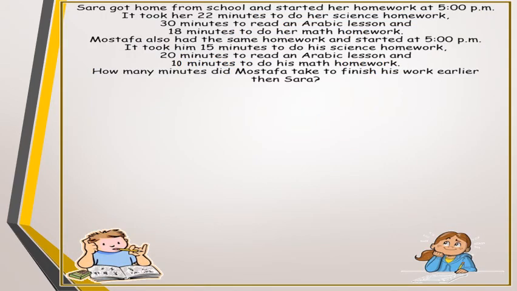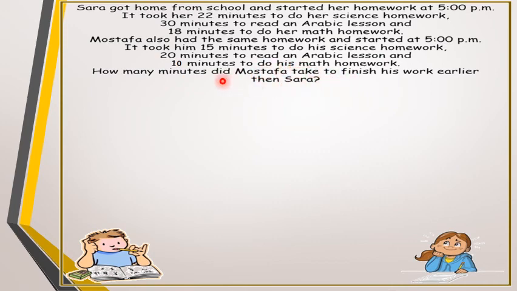Sarah got home from school and started her homework at 5 p.m. and it took her 22 minutes to do the science homework, 30 minutes to read an Arabic lesson, and 18 minutes to do her math homework. Mustafa also had the same homework and started at 5 p.m. Look, they both started at the same time. It took him 15 minutes to do his science homework, 20 minutes to read an Arabic lesson, and 10 minutes to do his math homework.